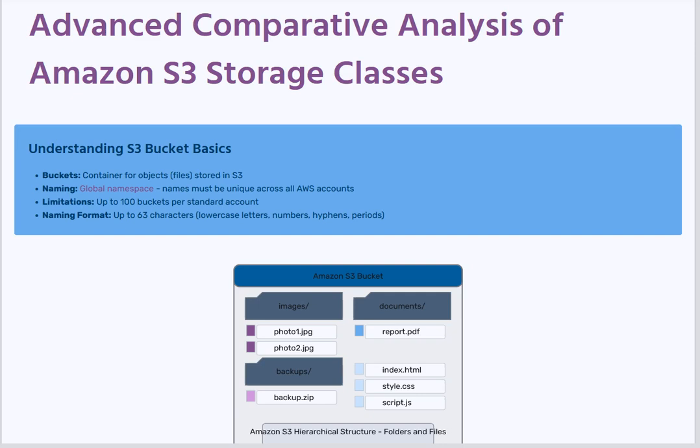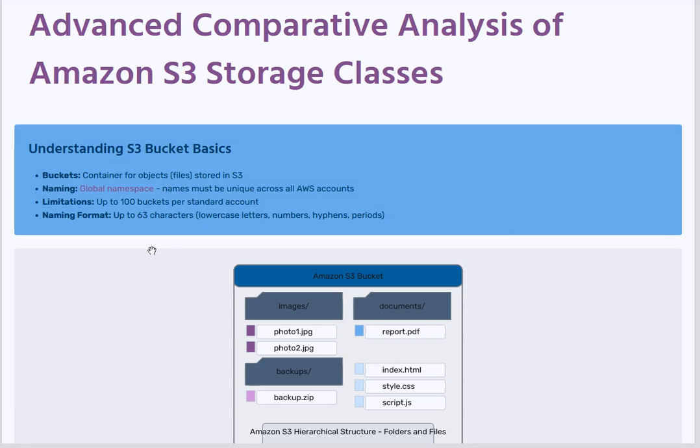Naming convention: a global namespace, right? Names must be unique across all AWS accounts. Limitations: up to 100 buckets per standard account. That is a limitation on a normal account if you create one. That allows 100 buckets. If you want more for your company, you can talk to support and get that limit increased.